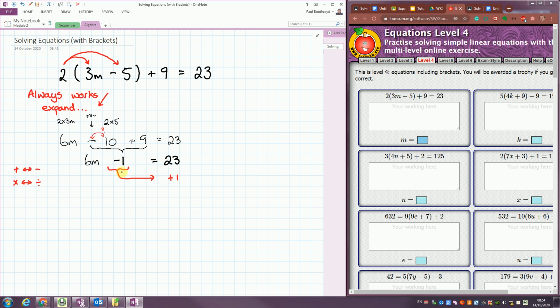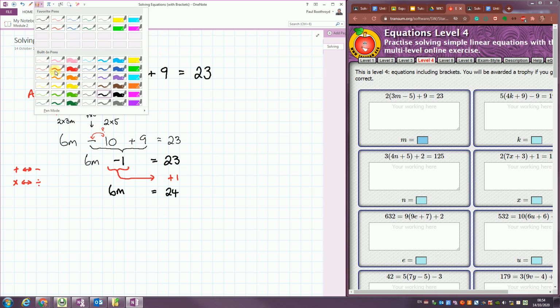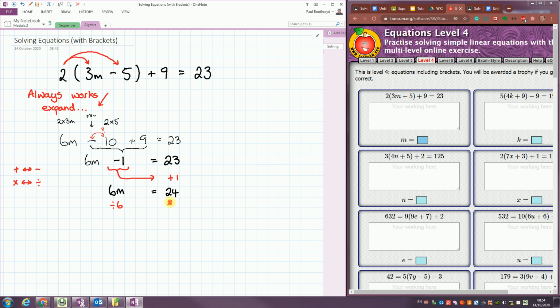Put in your numbers, or evaluate the right-hand side. 6m equals 23 plus 1, which is 24. Again, I could say divide both sides by 6, or I could take the 6, which is a 6 times, to the other side, and it turns into a divide by 6, the exchange rule. We're doing that to get rid of the 6 to give me m. And 24 divided by 6 is 4, which gives me the correct answer.